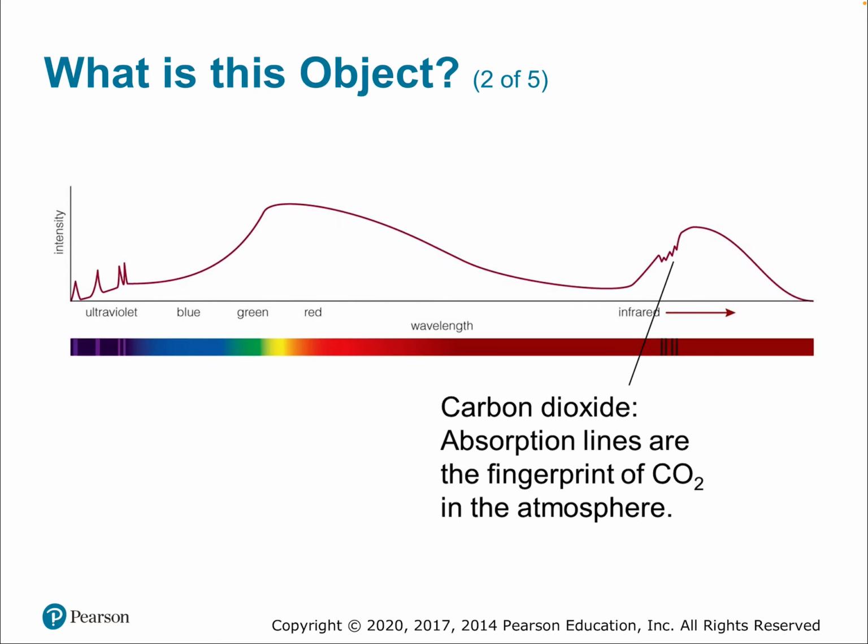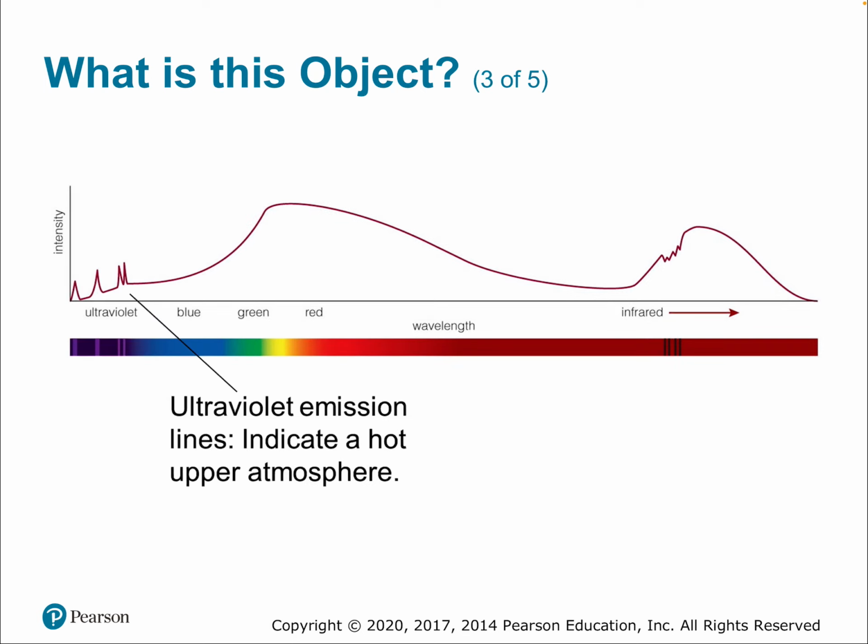I'm confused. Well, it turns out the absorption lines over here are carbon dioxide. Scientists easily recognize those. They're famous absorption lines. To be fair, this is a molecule, but it happens to be a molecule that at least has some easily identifiable absorption lines. And then there are also some ultraviolet emission lines. That tells us that whatever this source is, it has some really hot region, and that's usually indicative of an atmosphere, even a very weak, thin atmosphere.